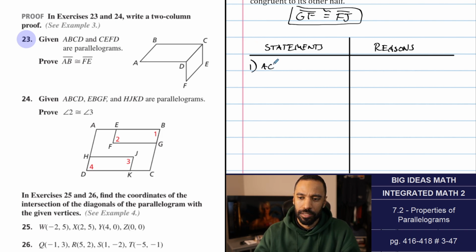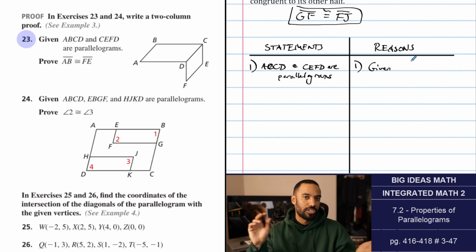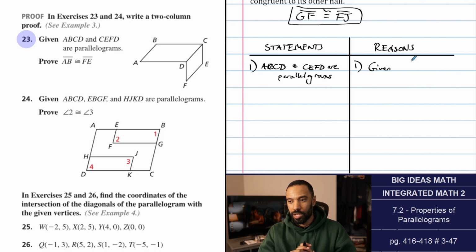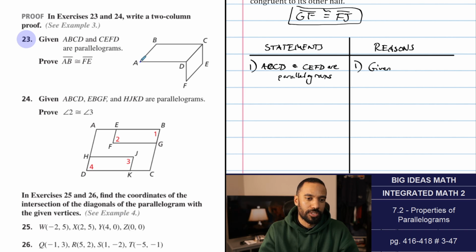ABCD and CEFD are parallelograms. That is a given. Because they're parallelograms, opposite sides are parallel. Cool. We're trying to prove congruence. We know theorems that use congruence here. We want to prove that this one is congruent to this one eventually, but they're in separate parallelograms.